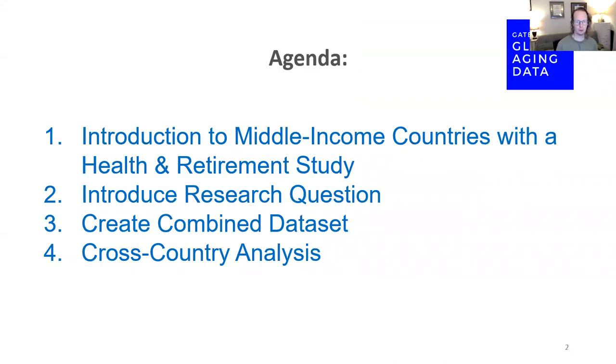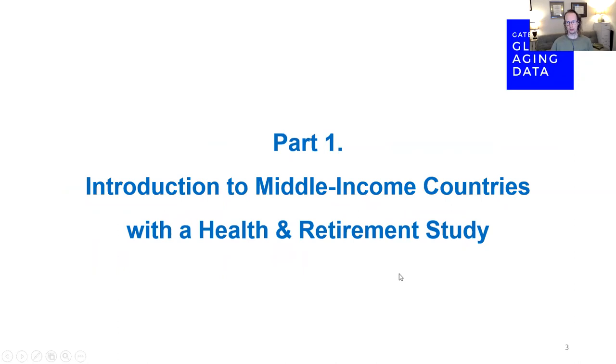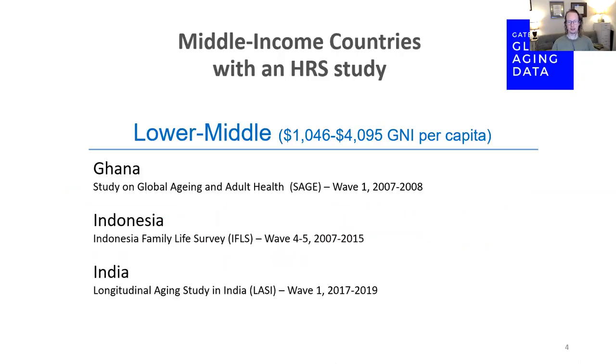So first, I'm going to introduce the middle-income countries that have a health and retirement study as part of them. We're going to introduce a research question, which is going to guide our analysis. And we're going to create a combined data set, because it's going to be a cross-study analysis. And then we're going to do some cross-country analysis from that combined data set. So an introduction to the middle-income countries with a health and retirement study.